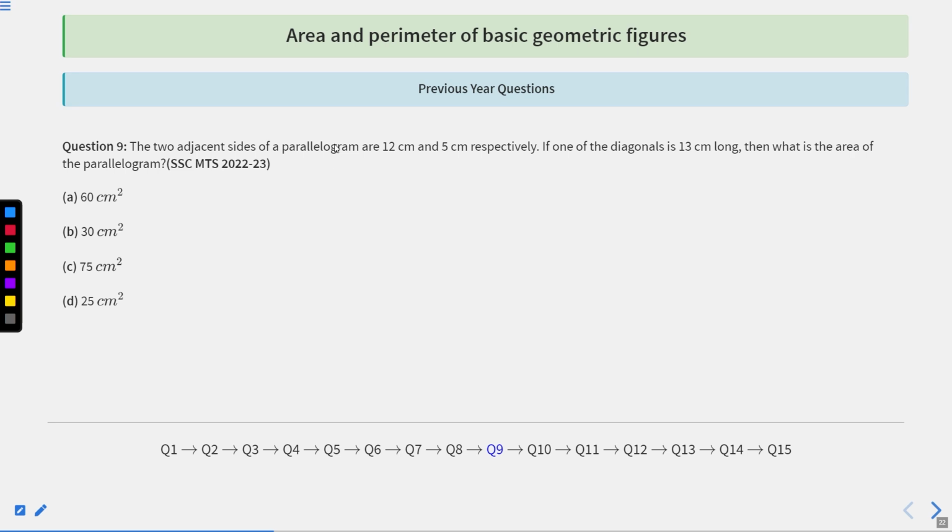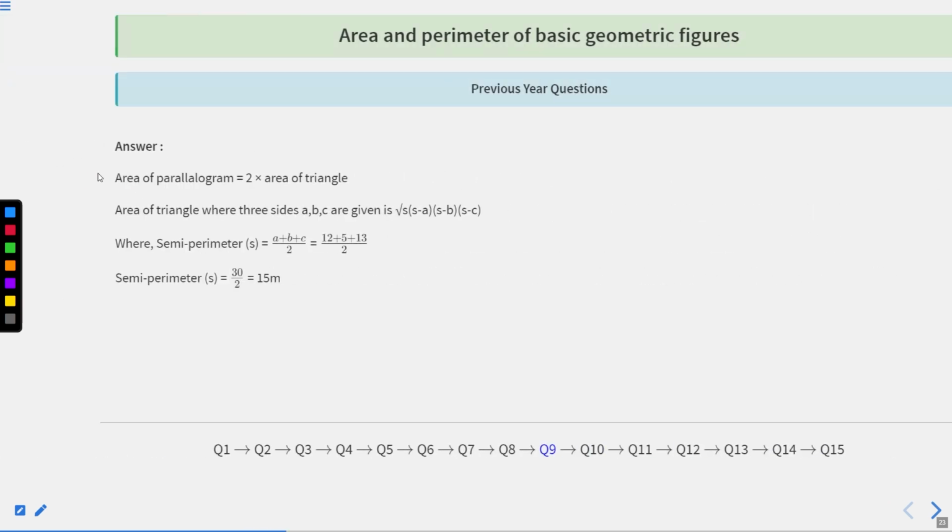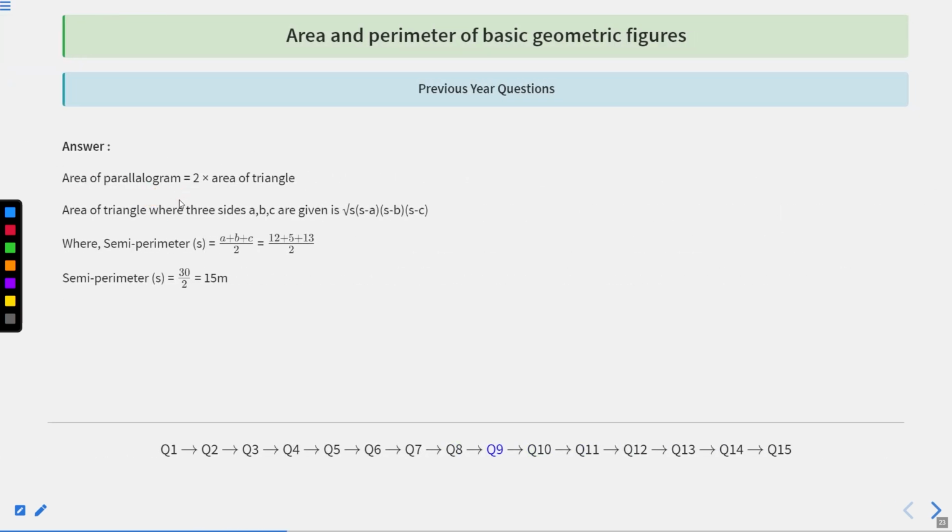The two adjacent sides of parallelogram are 12 centimeter and 5 centimeter respectively. So we are provided with a parallelogram and its two adjacent sides are known to us, 12 centimeter and 5 centimeter. If one of the diagonal is 13 centimeter long, then what is the area of parallelogram? So the area of parallelogram is equal to twice the area of triangle, and sides of these triangles are already given to us. So therefore we are going to use Heron's formula to find the area of triangle.